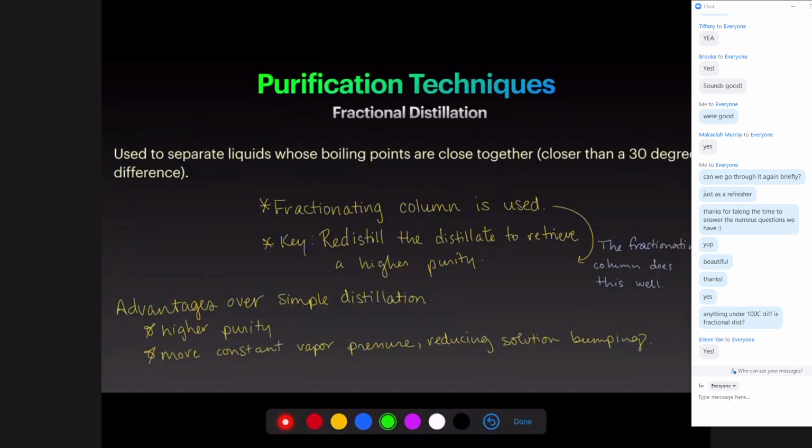Okay. So let's talk about fractional distillation. Fractional distillation is used to separate liquids whose boiling points are closer together. Someone said in the chat, is it closer than less than 100 degrees Celsius? That was correct. So the difference is less than 100 degrees Celsius. The closer to a 30-degree difference is best for fractional distillation.